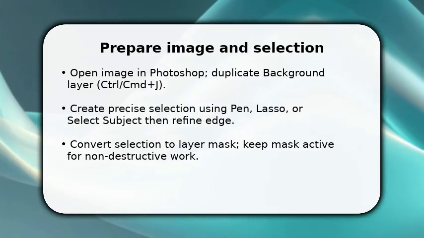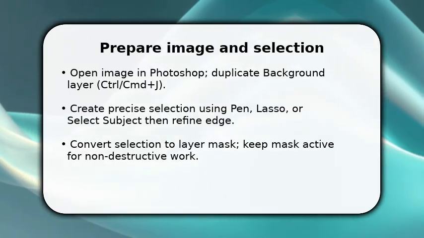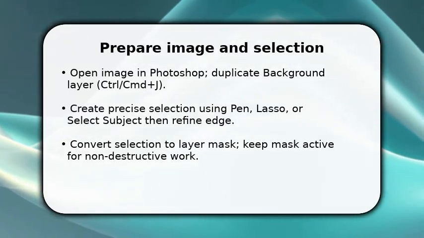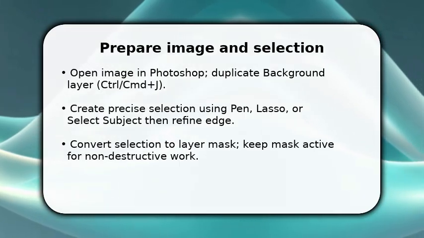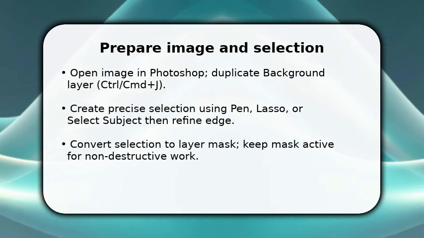Make sure to convert that selection into a layer mask on the duplicated layer. This isolates edges for the blur. You're ready to target only the transition area without altering the core subject.